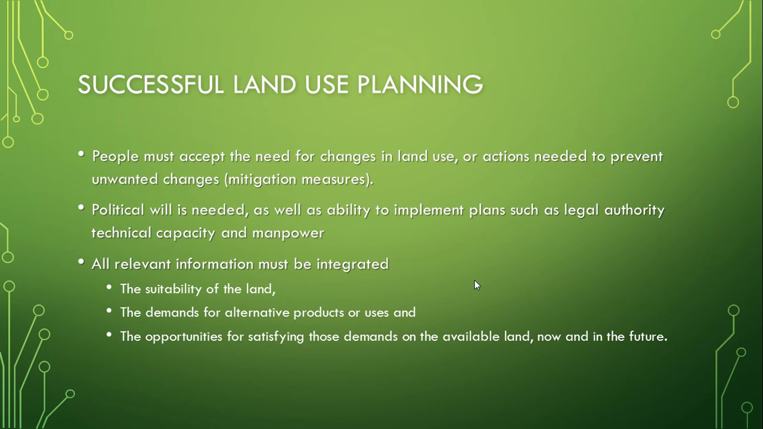How do we achieve successful land use planning? Firstly, people need to accept that there is a need for changes in land use, changes in the way we do things, changes in the way we utilize the land, manage the land. And many times this would include a need for mitigation measures. For example, if you have farming practices that are unwise in a particular area and it seems to be degrading your environment, farmers need to be prepared to make changes to improve that situation.